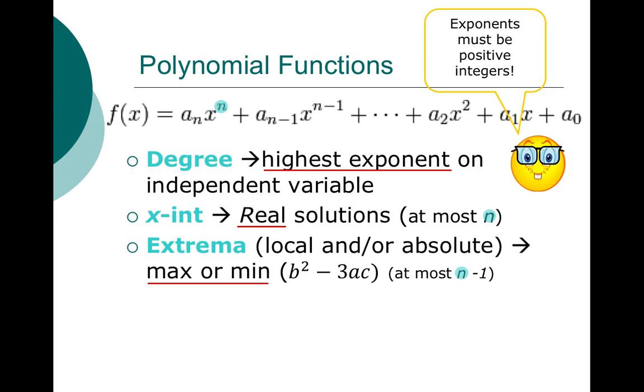So think about that. If you're a degree 1, how many extrema do you have? 1 minus 1 is 0, no turning points. If you're a degree 2, how many extrema do you have? 2 minus 1, you have 1. If you're a degree 3, how many extrema do you have? At most 3 minus 1, or at most 2. You cannot have more turning points and be a cubic.